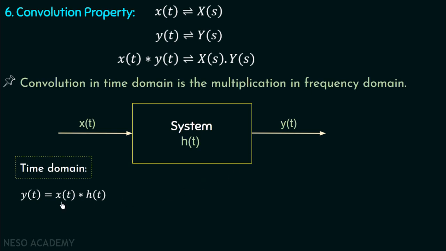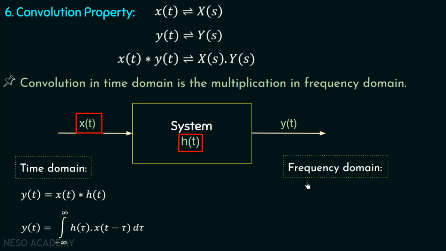And the convolution of x of t and h of t is given as y of t equal to the integral from minus infinity to infinity of h of tau multiplied with x of t minus tau d tau, where tau is a dummy variable. We can see that the convolution operation is a very complex operation, and it is difficult to find the output, but if we switch to the frequency domain by taking the Laplace transforms of these two functions, x of t will have the Laplace transform x of s, and h of t, the impulse response of the system, will have the Laplace transform h of s.